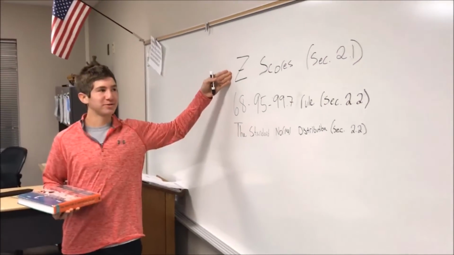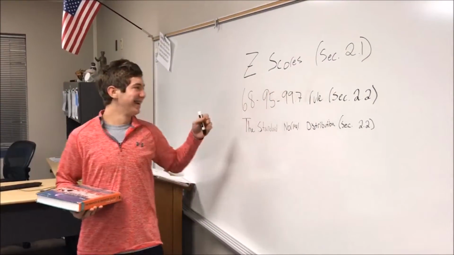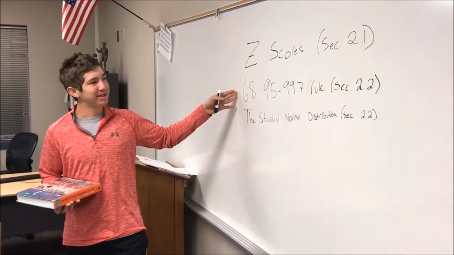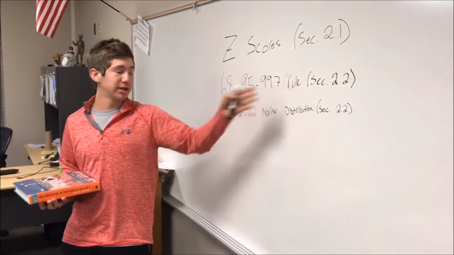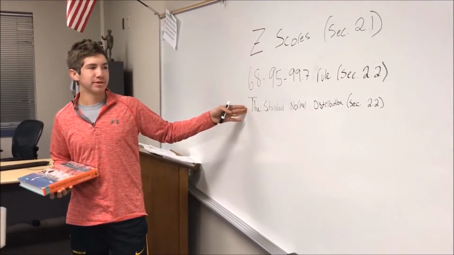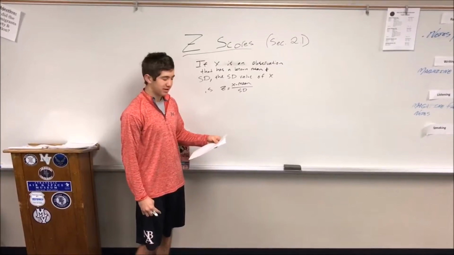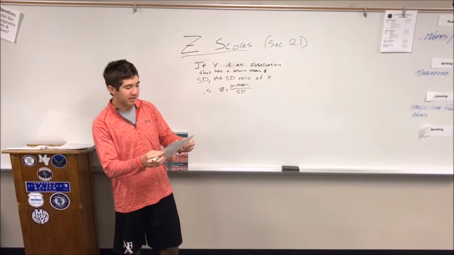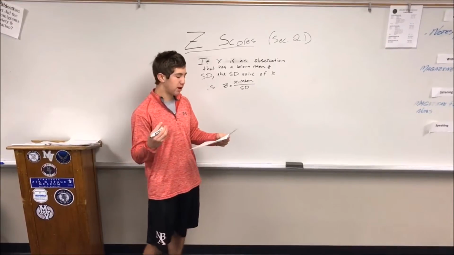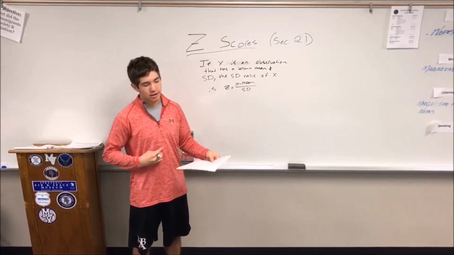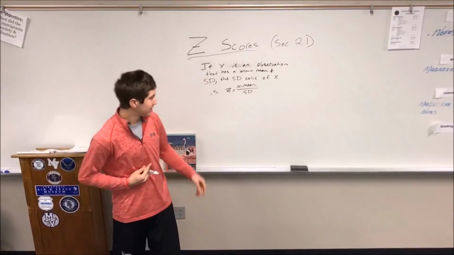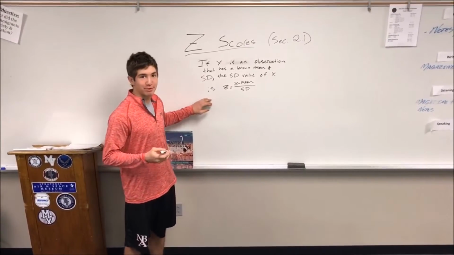Here are the topics I was reading about and we'll be discussing in class. The z-scores, which is in section 2.1. The 68, 95, 99.7 rule, which is section 2.2. And the standard normal distribution, which is in section 2.2 as well. Observations larger than the mean have a positive z-score, and a smaller observation has a negative z-score. Now that we have the definition down, we're going to do a few examples up on the board.